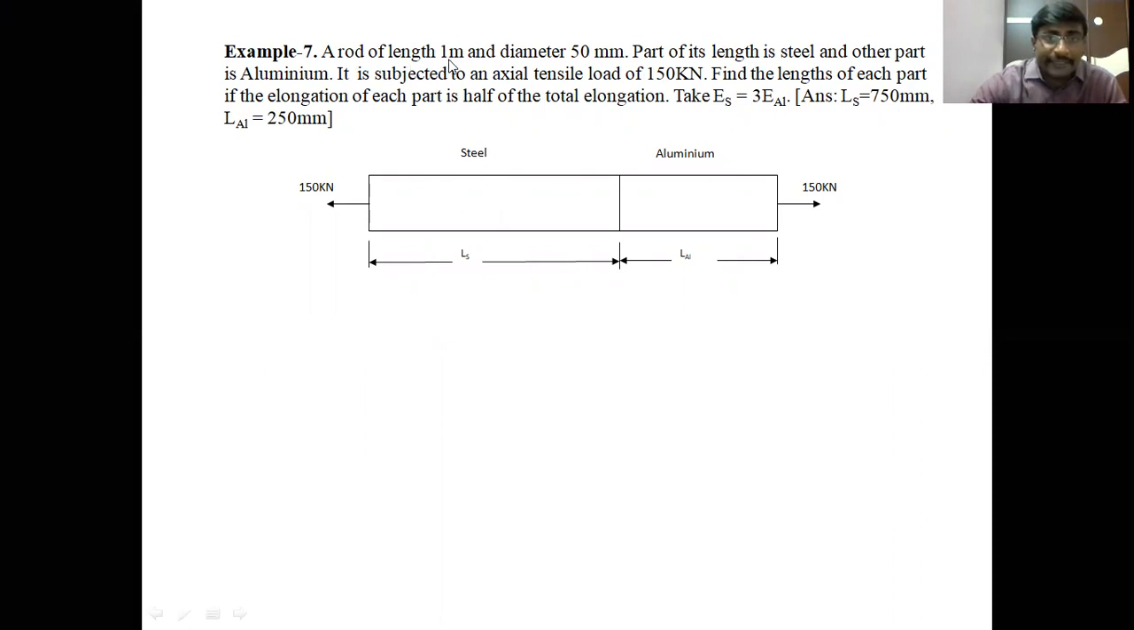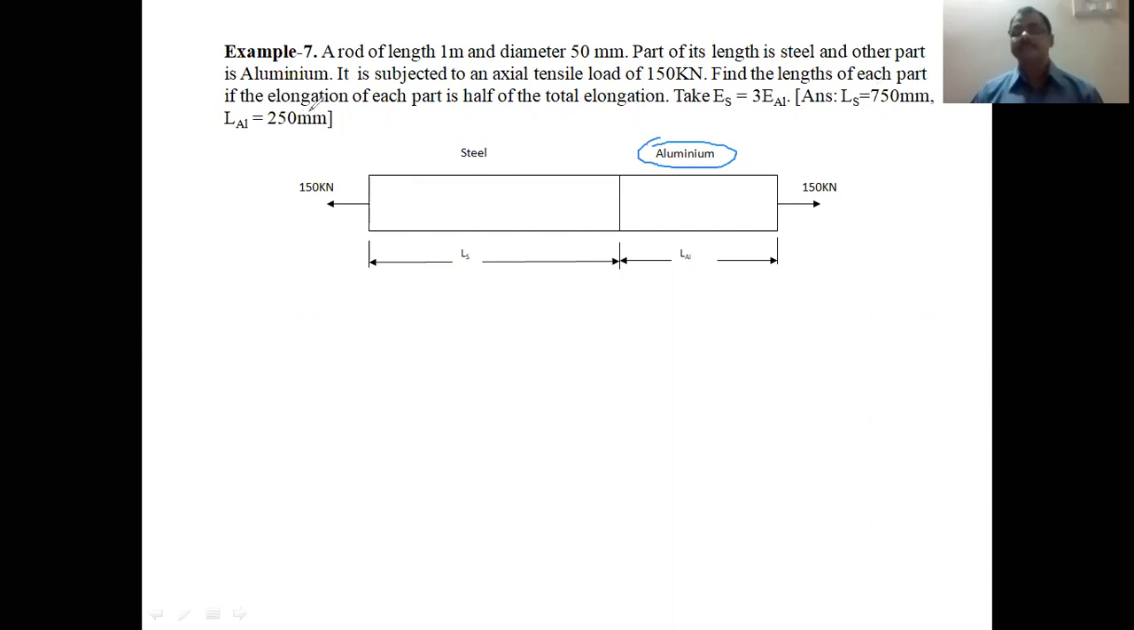A rod of length 1 meter. This total length is 1 meter and the diameter is 50 mm. From this point to this point, same uniform diameter. Some part of the rod is made of steel, and the remaining part is made of aluminium. Clear? The other part is aluminium. It is subjected to an axial tensile load of 150 kilonewtons.